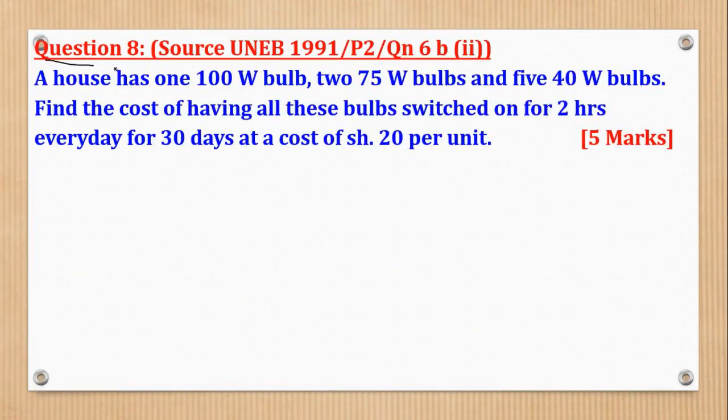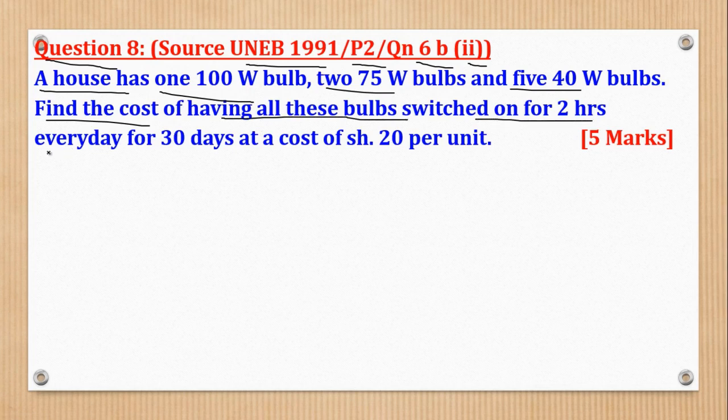Now we shall go to question 8. Question 8 came from UNEB 1991, paper 2, question 6B, Roman 2, and it says, a house has 1 100-watt bulb, 2 75-watt bulbs, and 5 40-watt bulbs. Find the cost of having all these bulbs switched on for 2 hours every day for 30 days at a cost of shillings 20 per unit.